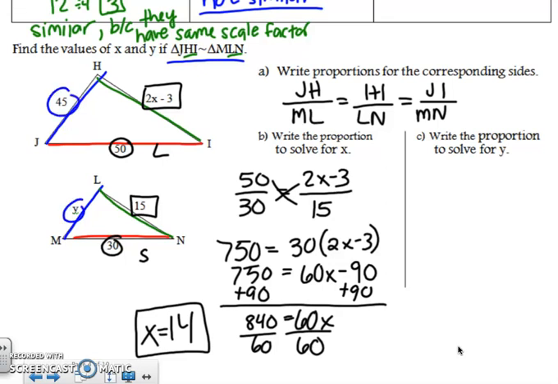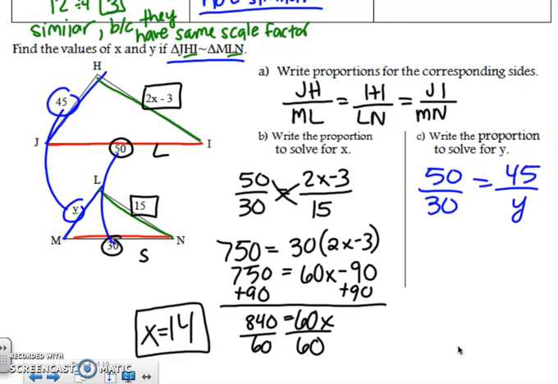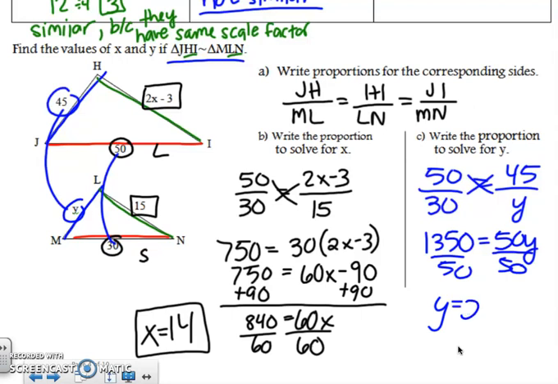Okay. All right, lastly, solve for y. So here's my y. But again, I'm going to use 50 over 30 again. So I went from top to bottom, so now go top to bottom. So 45 is going to be on top, y is going to be on bottom. Again, you could flip the fractions, you would still get the same thing. So when you cross multiply, you would get 1,350 equals 50y. Divide by 50, and y is going to equal 27. Okay? So again, just make sure you're consistent with whether you're going from the larger shape to the smaller shape or the smaller shape to the larger shape.